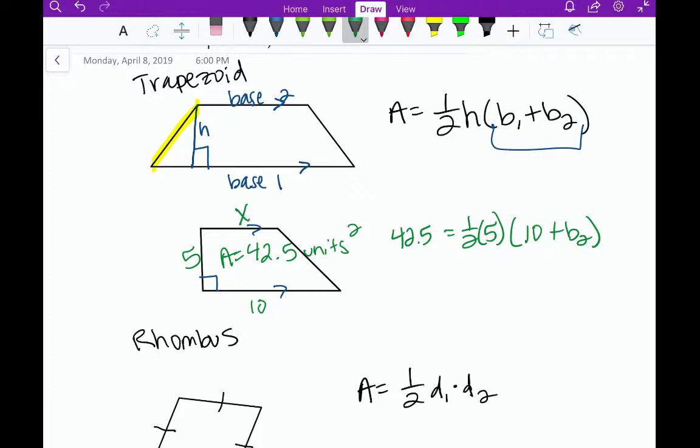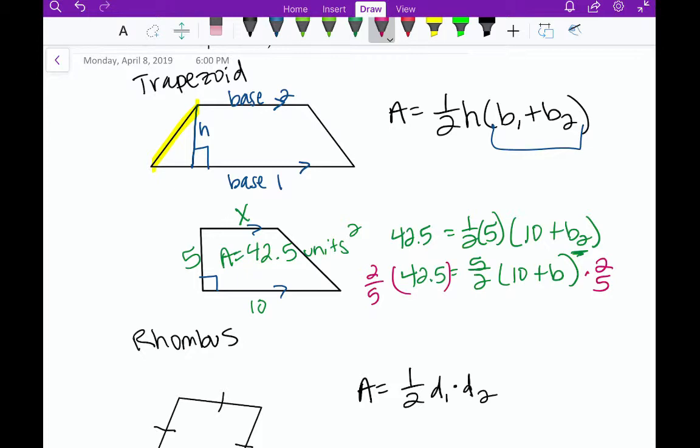So I need to figure out how I'm going to solve this. I need to get this B2 by itself. And so I really need to get rid of this 1/2 times 5. And so 1/2 times 5 is the same as 5 over 2, because 5 is 5 over 1, times 10 plus B. So now to get rid of the 5 over 2, I'm going to multiply by 2 over 5 on both sides.